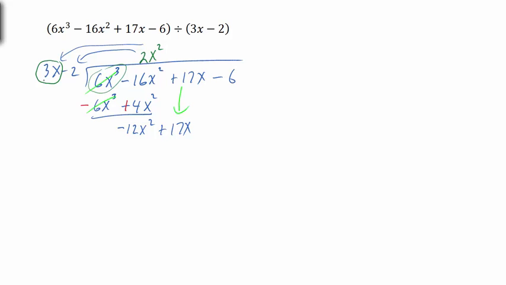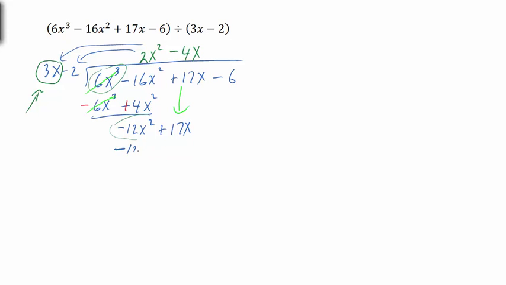What do we need to multiply the 3x by to get a negative 12x squared? Well, we know it's got to be a negative, and to get to 12, we need to multiply the 3 by 4, so negative 4, and then for the x squared, we need to multiply the x by another x. So negative 4x times 3x would be a negative 12x squared.